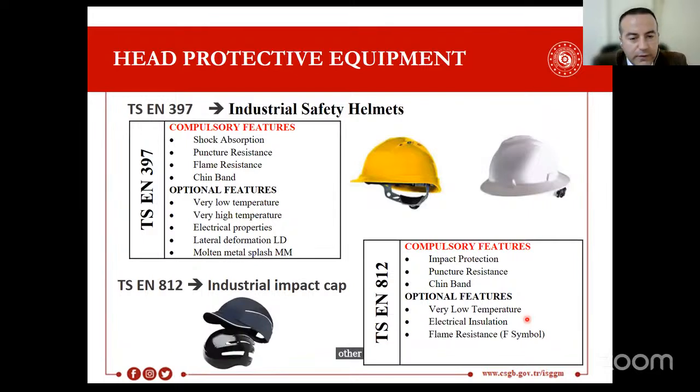And let's talk about compulsory and optional features of industrial safety helmets. The compulsory features: shock absorption, puncture resistance, flame resistance, and chin band.